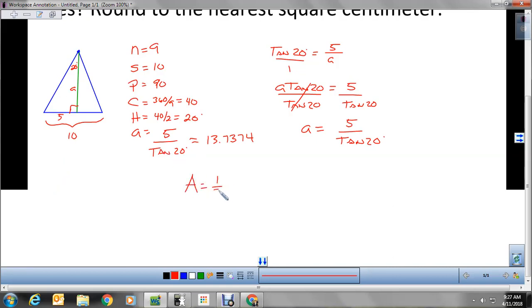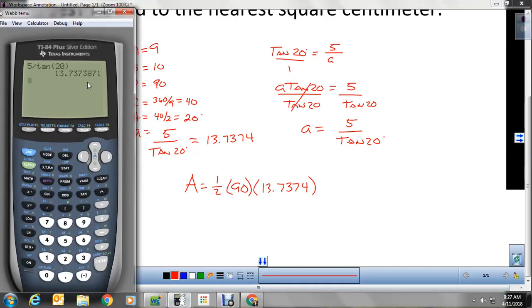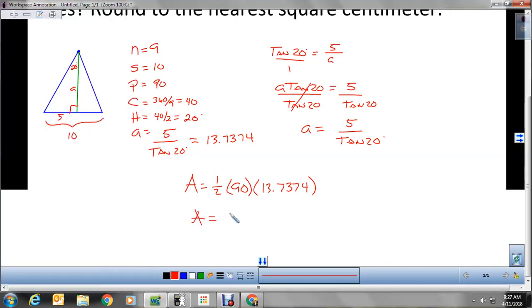So once again, we have 1/2 the perimeter, which is 90, times the apothem, which is 13.7374. Now, since we still have this number in our calculator, the full decimal, we're going to use the exact value and just say times 90 times 1/2, which is the same thing as 0.5. Calculate that value, and the area is equal to 618.18, which means when we round to the nearest square centimeter, it's going to be the whole number, so this will be 618. So the area is equal to 618 square centimeters.